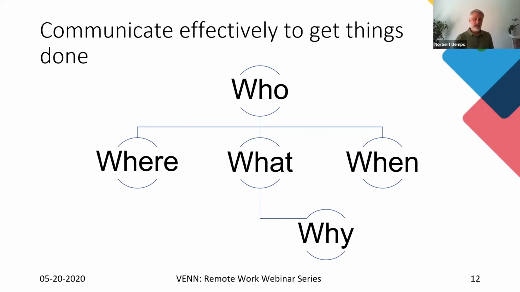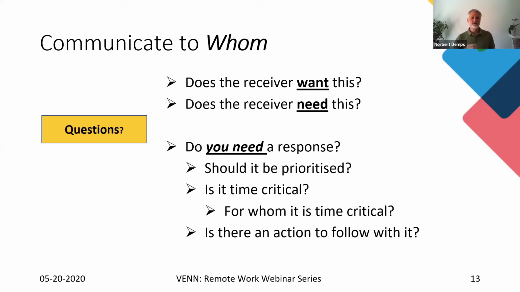Now, still, before you start communicating to whom, you should really ask yourself some questions. Does the receiver want this? Does the receiver need this information? Do I need a response? Should it be a priority? Is it critical? And if it's critical, for whom? And is there an action to follow on it? Now, if you can't answer those questions, specifically the top one, with yes, there's no reason to communicate.